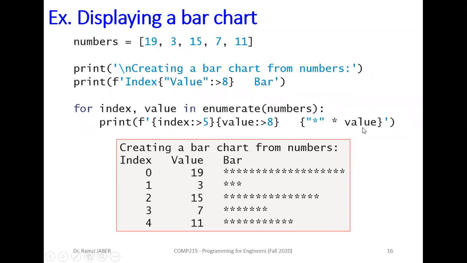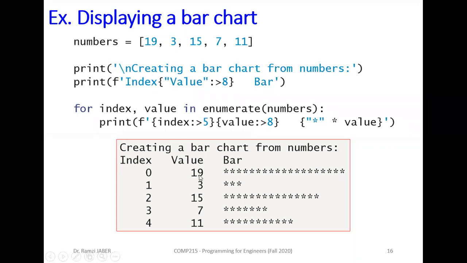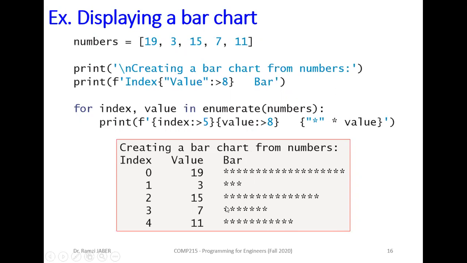And write the star multiplication value. So the value here for each line, here the value is equal to 19. So 19 times star, so we will write 19 stars. We don't have alignment here, so we start below the B. So here we have value 3, 3 stars, 15, 15 stars, 7, 7, 11, 11. So this code will display a bar chart.